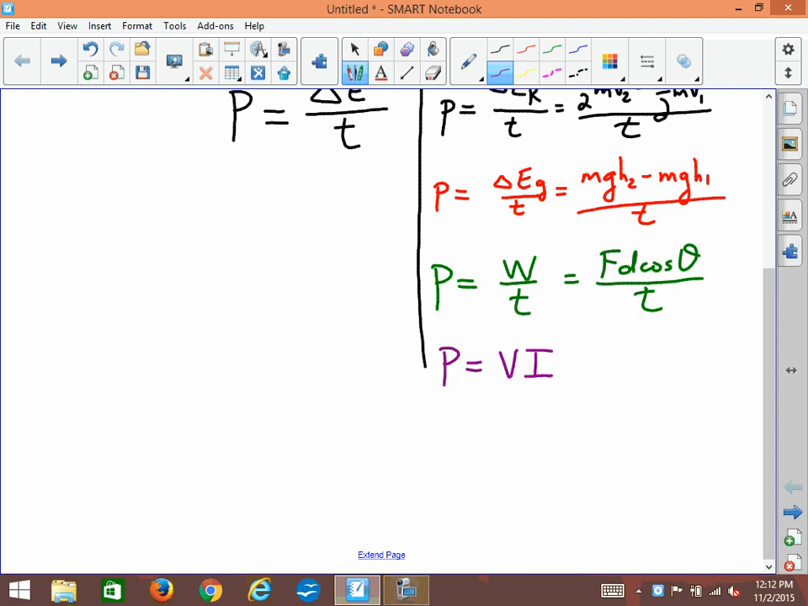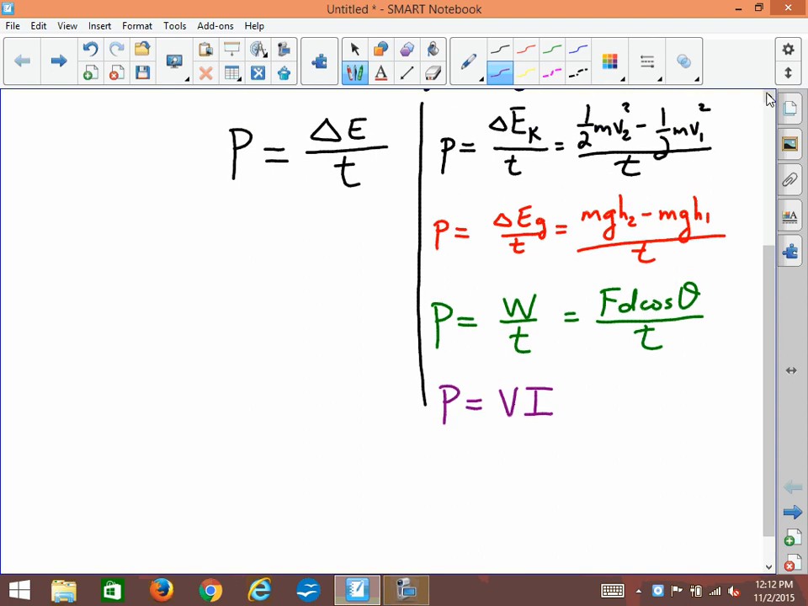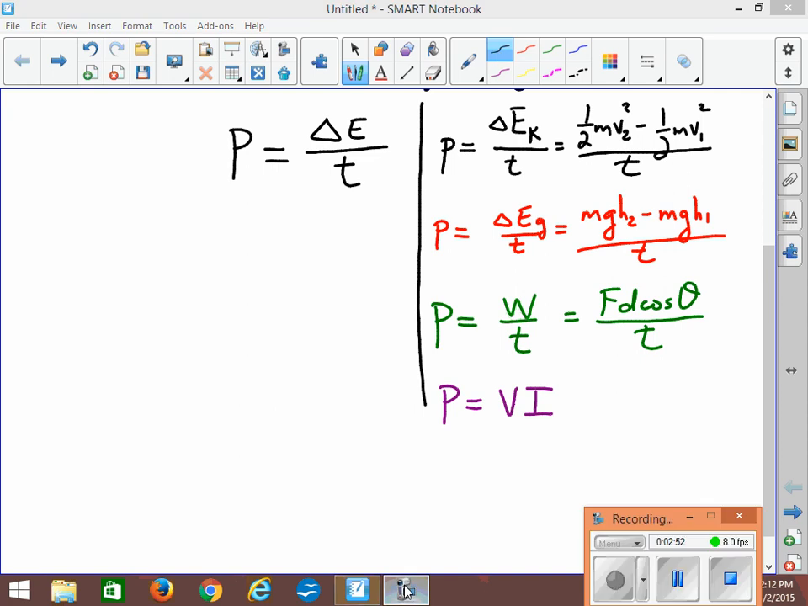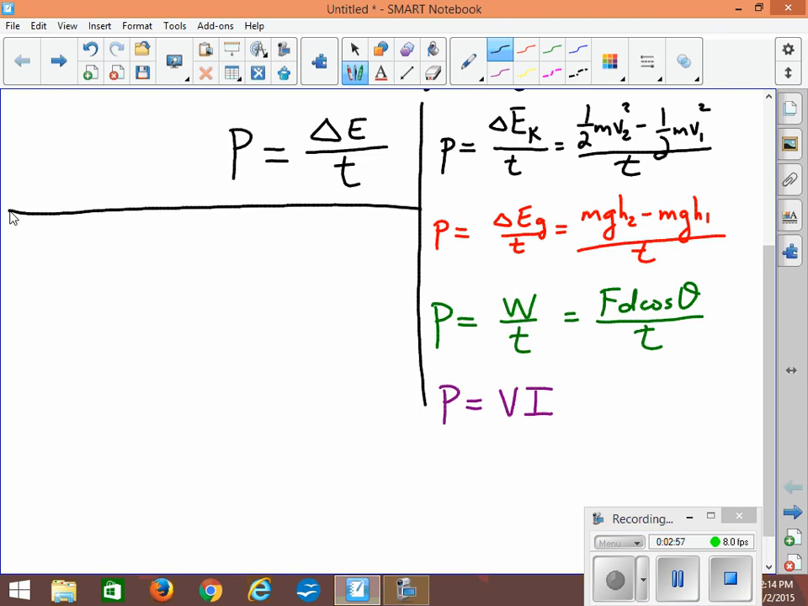Right? Now, these look like so many different things, it's hard to see how they're all related. But if you look at the units, if we play a little bit with the units, we can actually discover that they all actually are doing the same thing. So just for fun, let's play with some units. Let's go over here and look at how a change in kinetic energy could result in power.